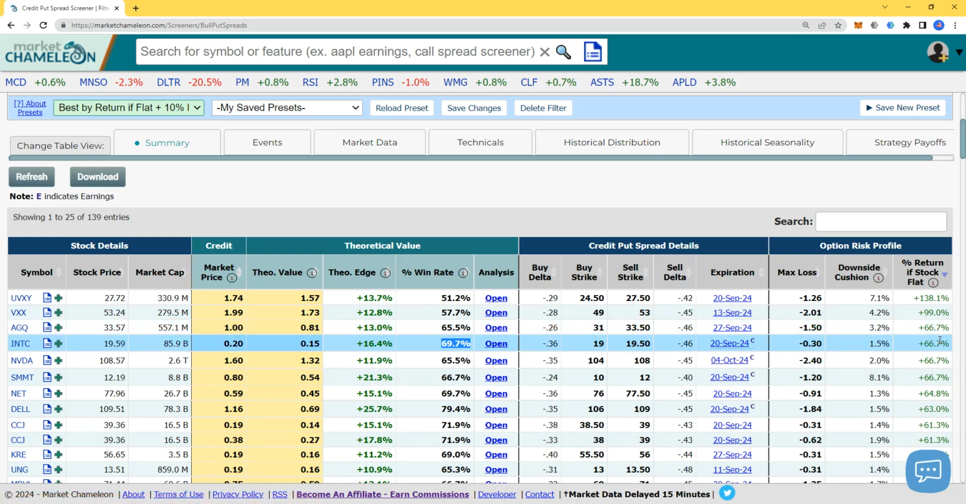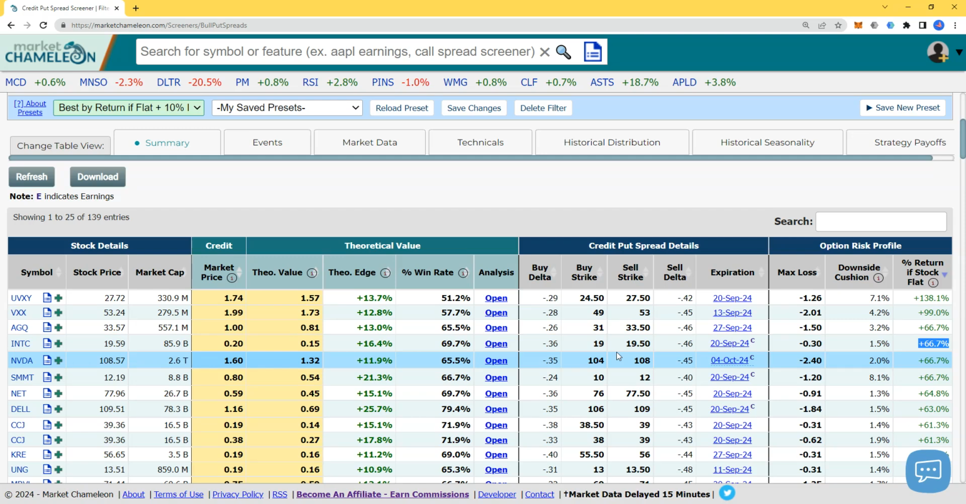Okay, but you got yourself, look at this, 66.7% return on your money if Intel doesn't move. So if Intel doesn't move by expiration, and I mean they went down after earnings from $30 to 20, but if they don't move, you collect, if the stock is flat, 66% on your income.